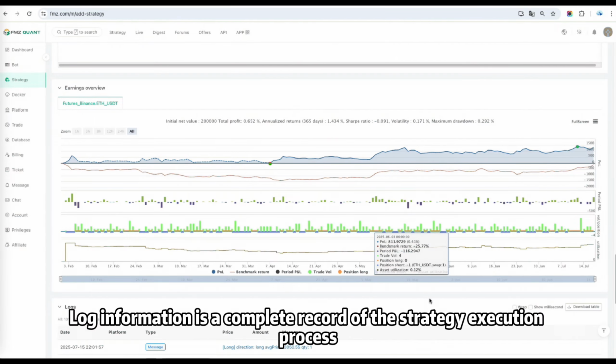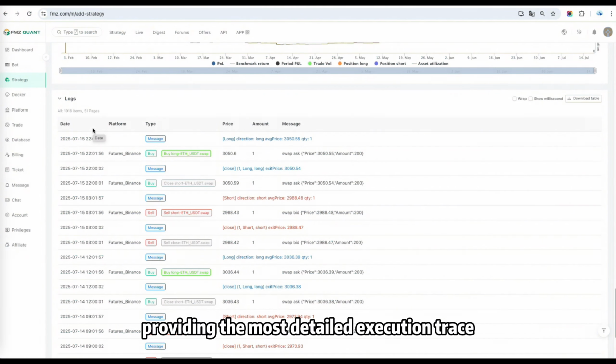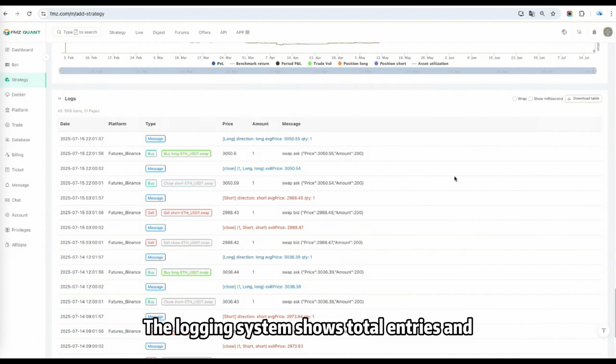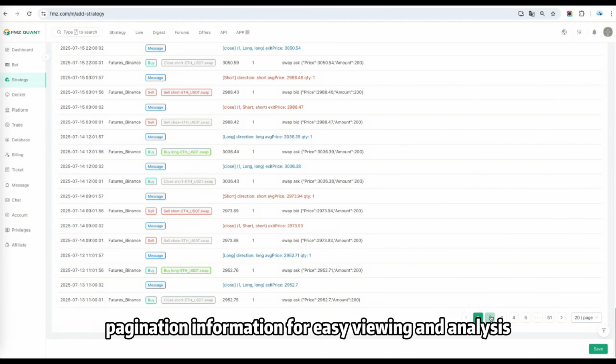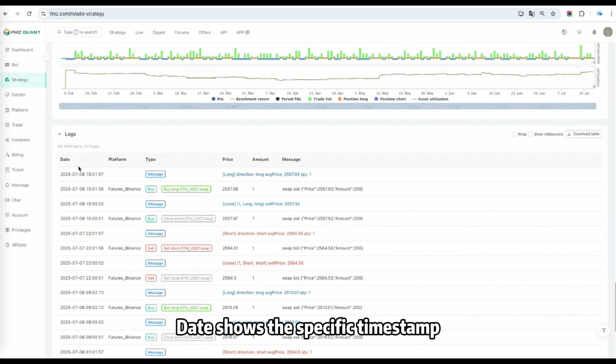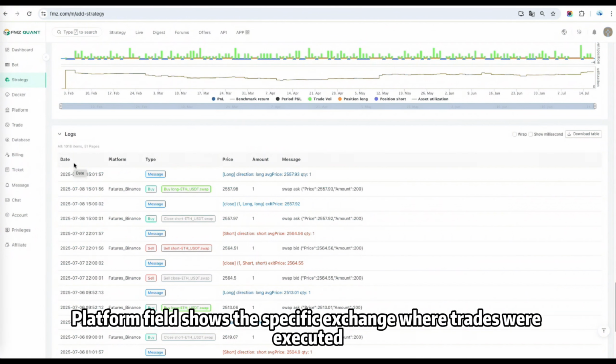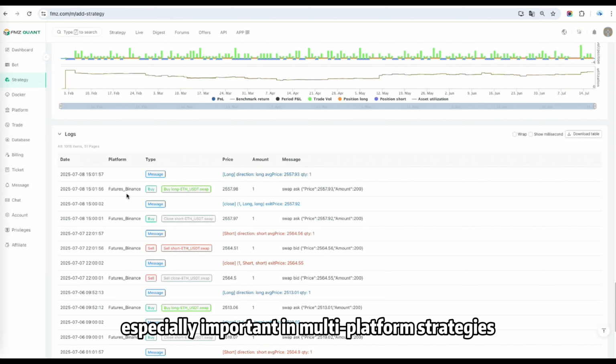Log information is a complete record of the strategy execution process, providing the most detailed execution trace. The logging system shows total entries and pagination information for easy viewing and analysis. Each log record contains 6 key fields. Date shows the specific timestamp, accurate to seconds, which is important for analyzing trading timing. Platform field shows the specific exchange where trades were executed, especially important in multi-platform strategies.